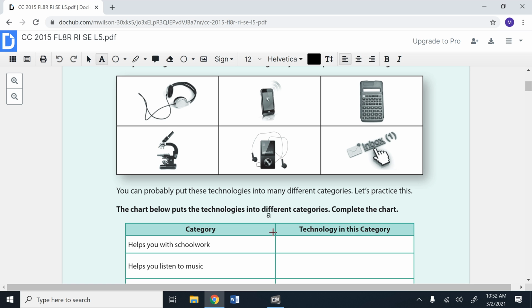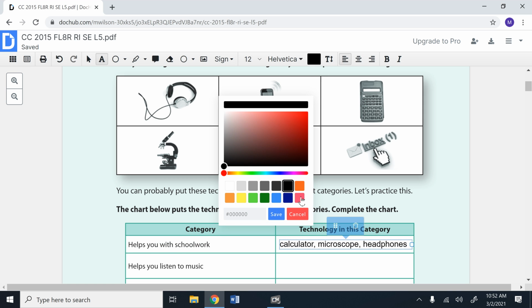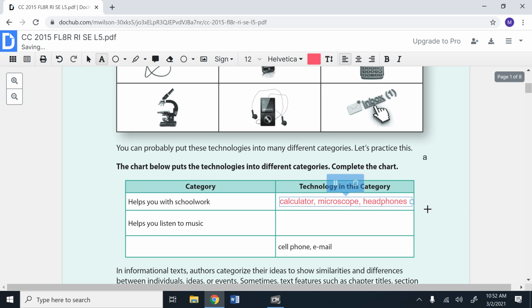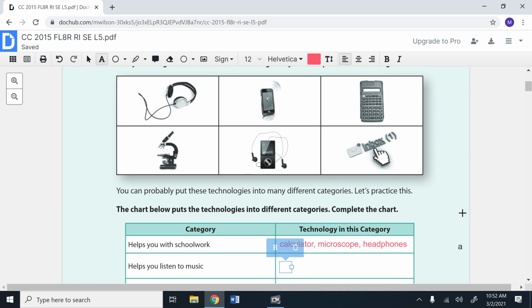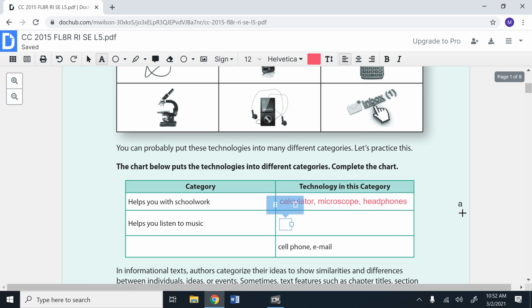I could even debate that the headphones help me with schoolwork if I'm doing online learning. So I'm going to put calculator, microscope, and headphones. And let me go ahead and change the font so it sticks out a little better. Then the next category is that it helps me listen to music. Well, I can see that the headphones and the MP3 player most likely will help me listen to music.